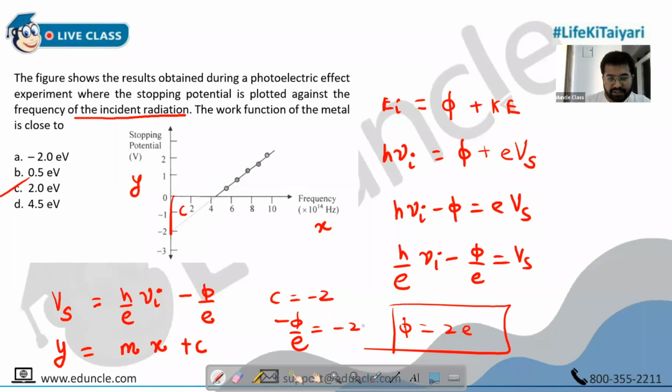So this is in volts. Okay, this is in volts. So this becomes 2 electron volts, people. Okay. Have a look. Stopping potential is in volts. So this is -2 volts. Okay.